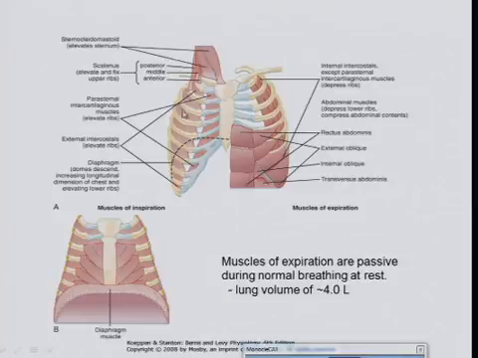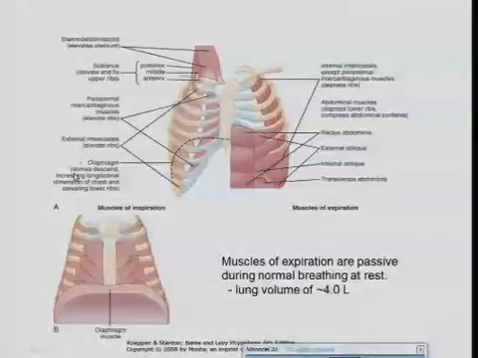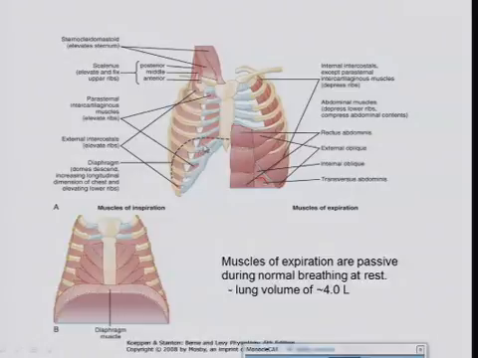The act of breathing. Primarily, we're going to talk about inspiration. Muscles of inspiration primarily involve the diaphragm. The diaphragm is the muscle that divides the chest cavity from your abdominal cavity. This muscle, as you can see, has this dotted line here. It has a domed characteristic to it.